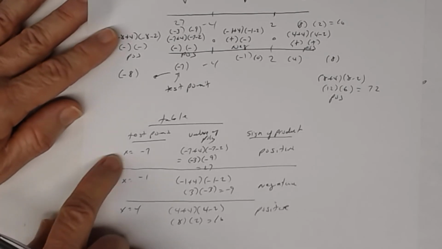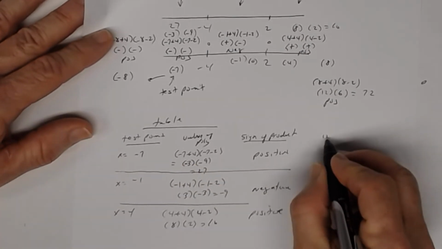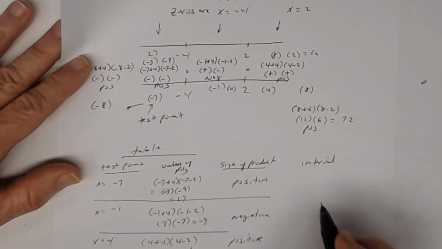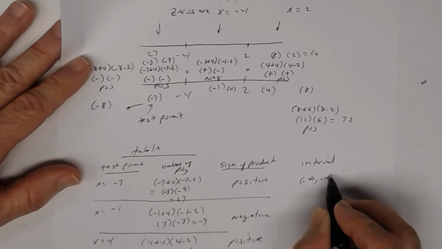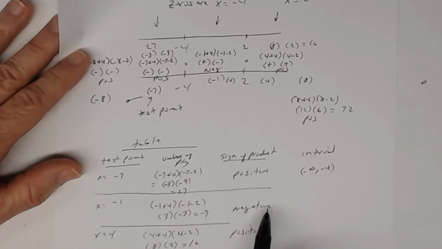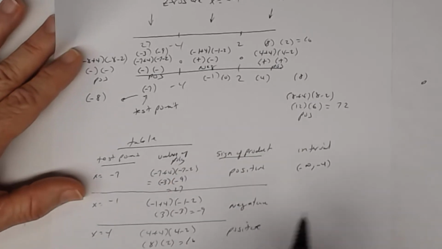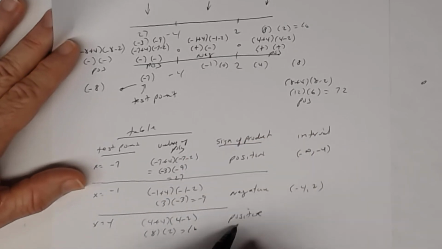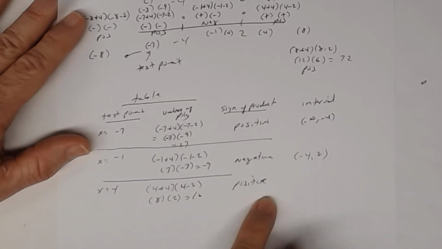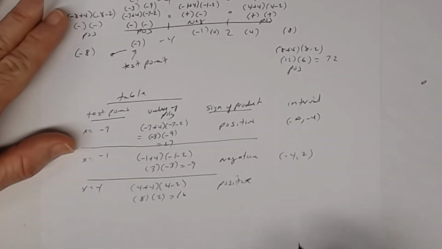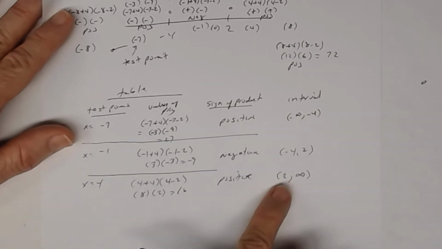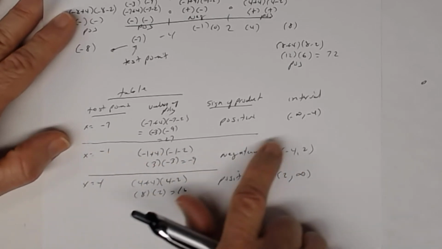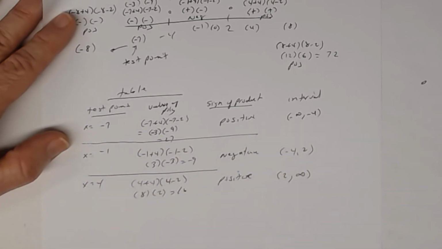So for this interval, it's positive in the interval -infinity to -4. Okay? It is negative in the interval -4 to 2. And it is positive in the interval 2 to infinity, which is where this test point came from. So in this interval, this is the test point I used. In this interval, this is a test point I used. In this interval, this is a test point I used. Okay? All right.